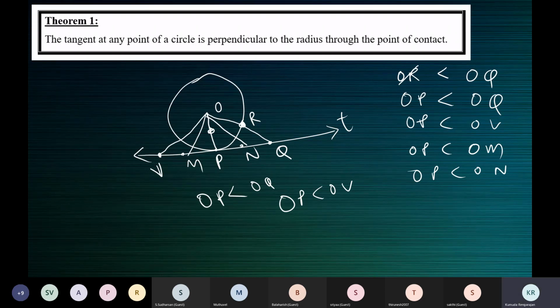So that means OP is the shortest distance, because OP is less than all the other distances. OP is the shortest distance from O to the tangent. And we know that the shortest distance is the perpendicular distance. Therefore, OP is perpendicular to T.